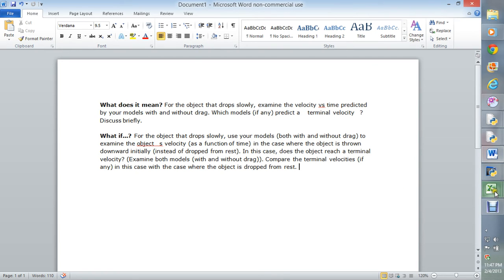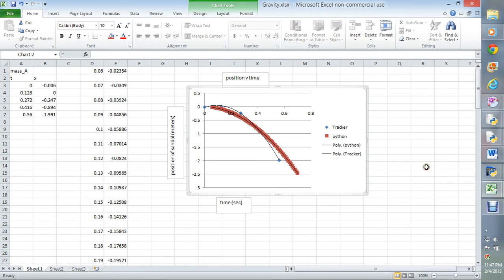So basically, if the object was thrown downwards, it would look pretty much the same as this one, which didn't include drag, except that it would just be shifted downwards a little bit because it was given an initial velocity. The force on it would still just be gravity, which is 9.8 times the mass of the sandal.